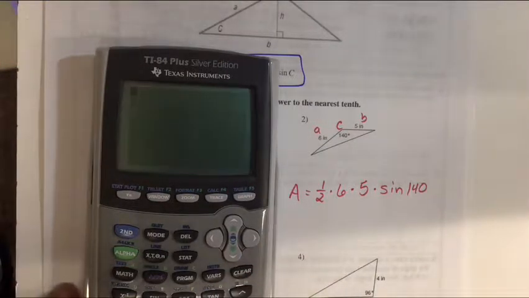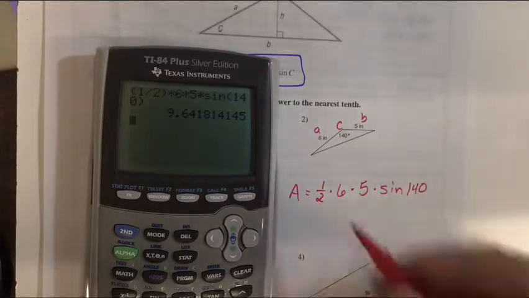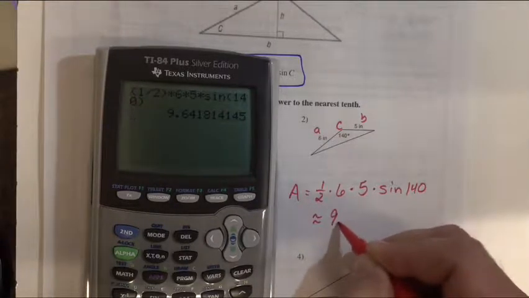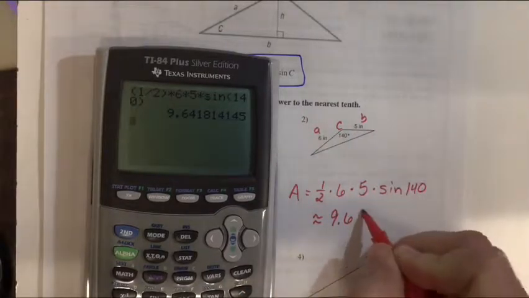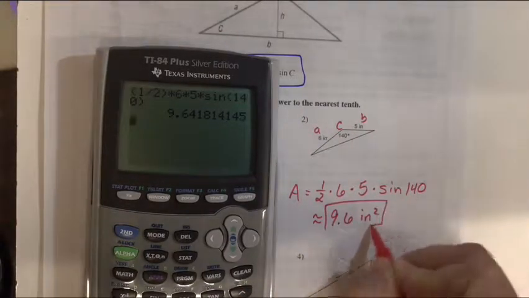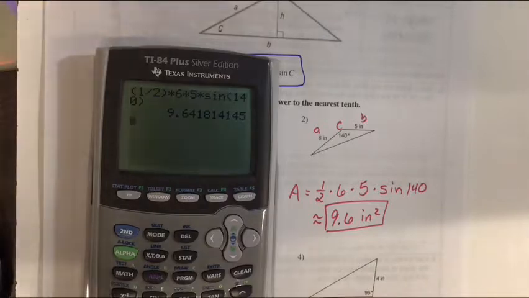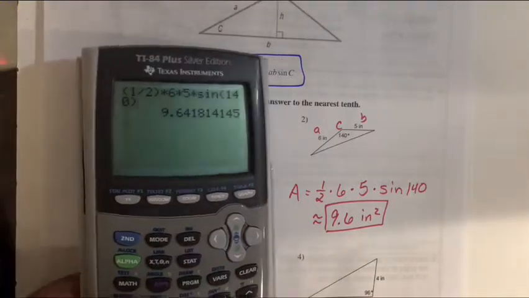Sorry, like this. 1 divided by 2, for my 1/2 times 6 times 5 times sine of 140, close those parentheses, and you get 9.6. This has a total area of approximately 9.6 square inches. Don't forget units of measure in our application problems. A lot of the time we will be using units of measure, so our answers will need units of measure.